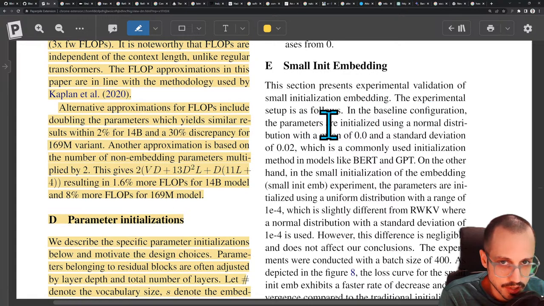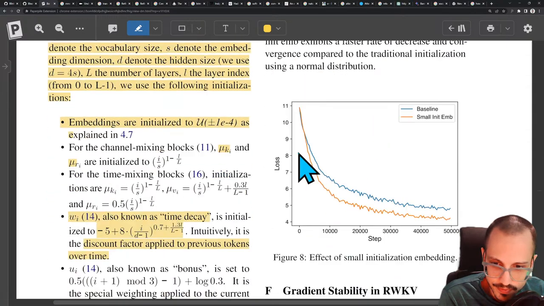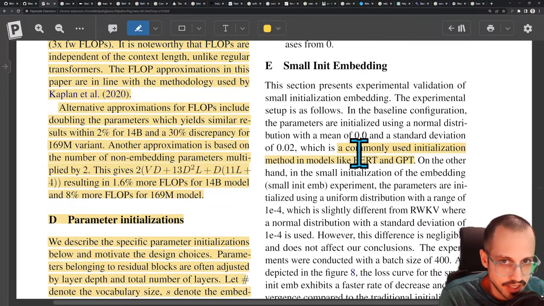In the baseline configuration, the parameters are initialized using a normal distribution with a mean of 0 and a standard deviation of 0.02. This is a commonly used initialization. They just took it from different papers. So probably in BERT and GPT, it was experimentally determined, but here they just copied it from that.